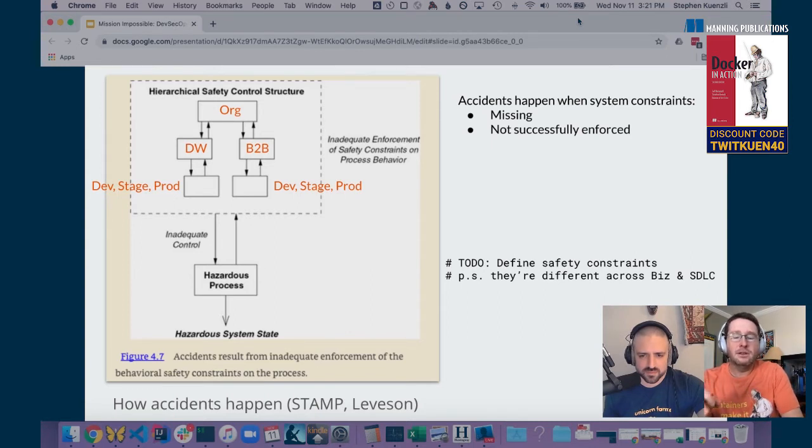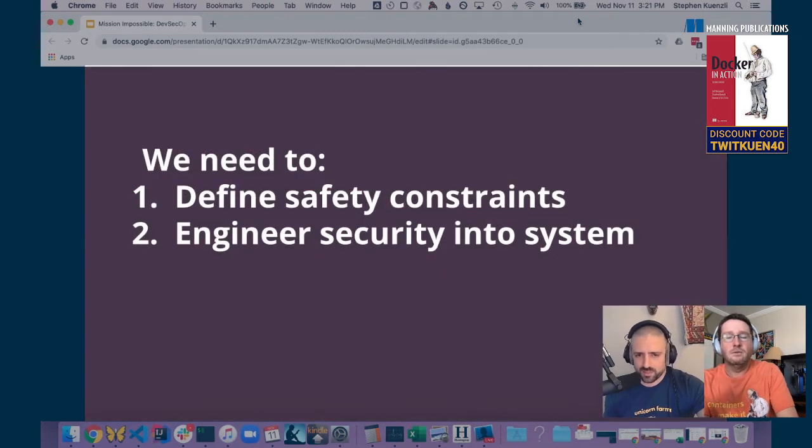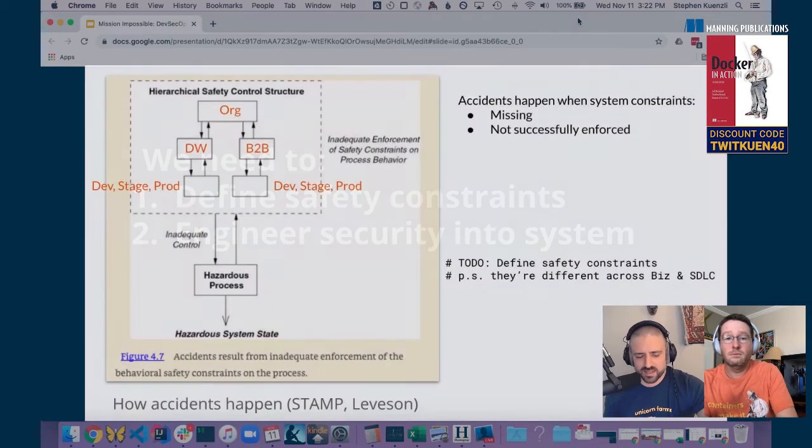So Stamp says, or it's got this idea that accidents happen when system constraints are not successfully enforced, and I've added this thing where they're missing, that we just don't even define them. And I think that's probably the most common issue I run into, that we're not even thinking about this because it's all about hitting some date. And then you get into the sticky bits of how they need to vary across the business and delivery lifecycle. But hitting that date is ultra end state focused, right?